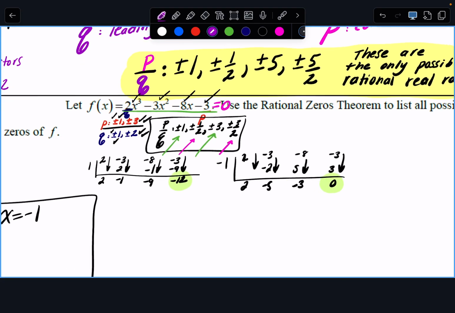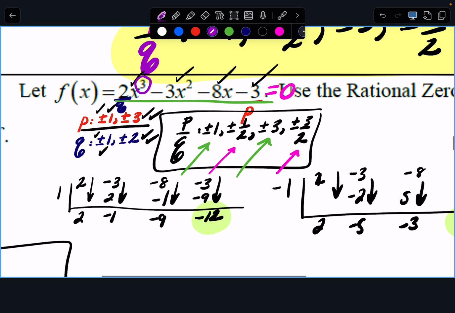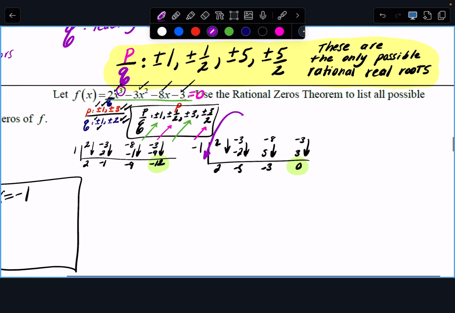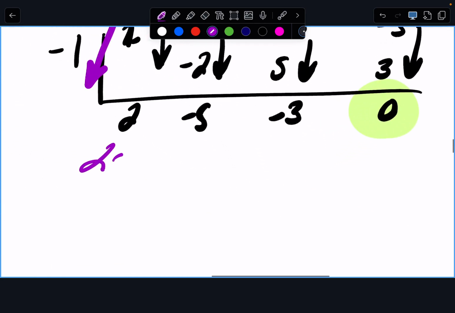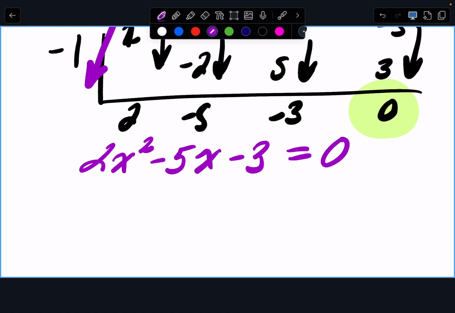Now, everybody listen. In this one, we started with a power of 3. We've now divided it down once, correct? Because we did synthetic division. So now it would be a power of 2. So this will be 2x squared minus 5x minus 3, set equal to 0. Now we're dealing with this new polynomial, which is a quadratic. Your goal is always to get this down to a quadratic. Why? Because quadratics, we know how to solve.